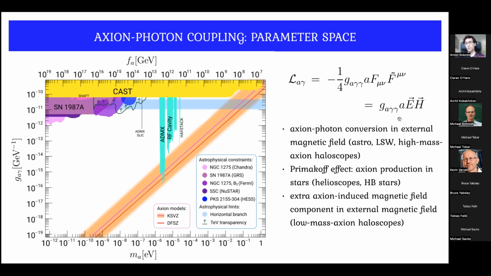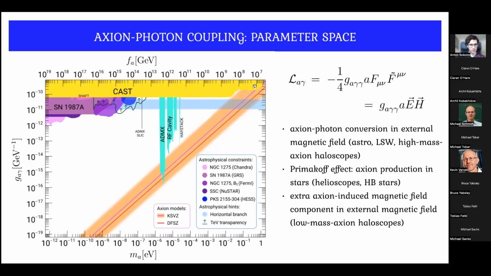governs axion production in stars, and effects in helioscopes where the axion induces an extra magnetic field in a cavity. So there are really a lot of constraints, and here I show also some astrophysical hints and the region of the parameter space predicted by some popular axion models such as KSVZ and DFSZ.